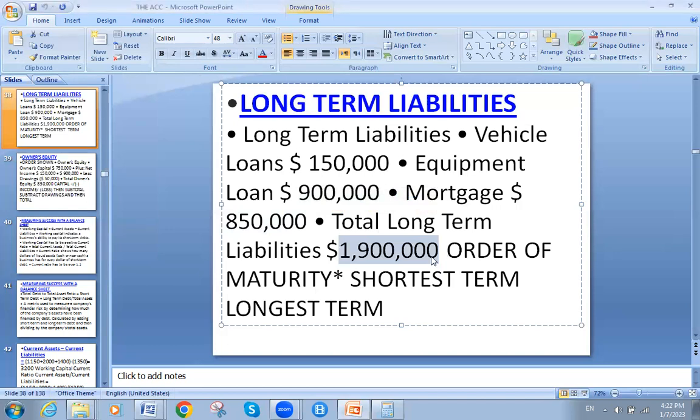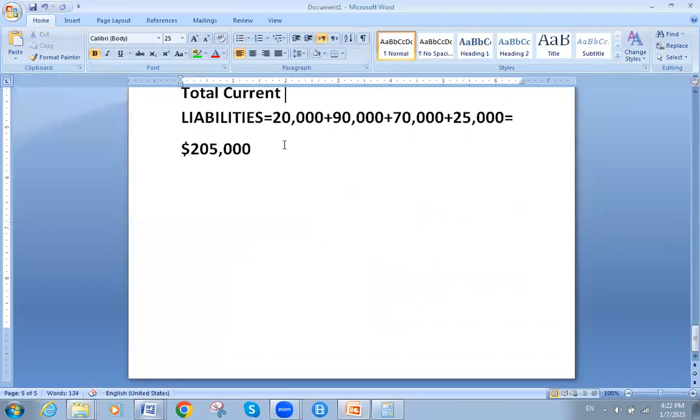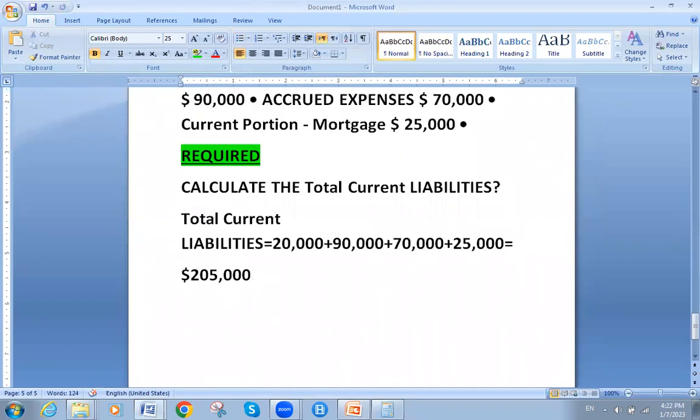Now we'll go to our next piece of work. We'll take an example like this now. Before we leave this part, usually we take an example of each part we do. Calculate long-term liabilities from the following data.